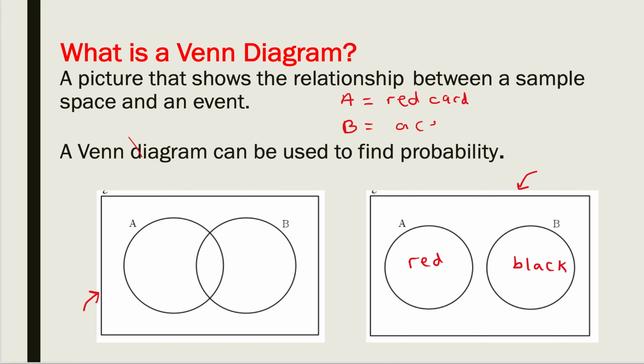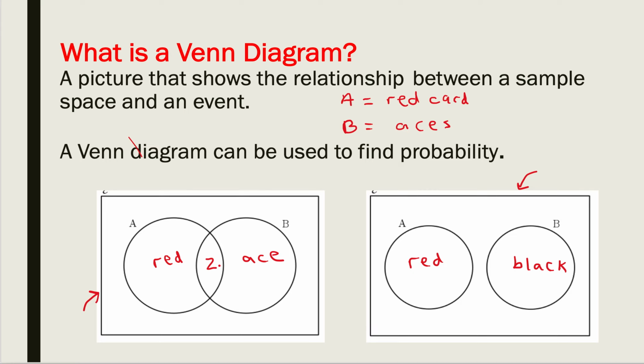Okay, what if instead of saying red cards and black cards, we said red cards and aces? In that case, I can't separate the two events completely. If this is my red card stack and this is my ace stack, keep in mind that there are going to be two cards that fall in here. There are two cards that are red and aces. So we have to have that intersection of our two circles.